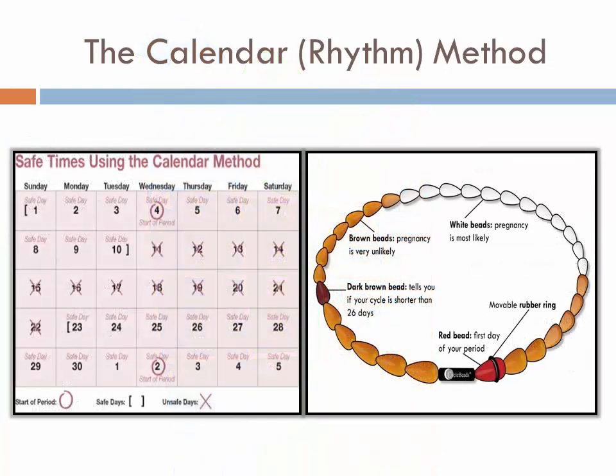These are two examples of the calendar rhythm method. On the left you see a calendar that can only be calculated after you, for a minimum of 8 months, have calculated your longest and shortest cycles. On the right you see cycle beads. The red bead indicates the first day of your period. As you move the movable rubber ring for each day, the white beads indicate that pregnancy is most likely. These would be marked as unsafe days. The brown beads are labeled pregnancy is very unlikely.